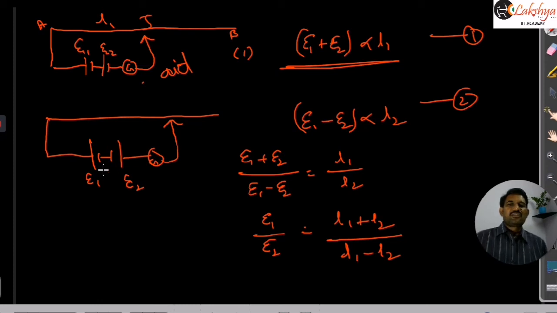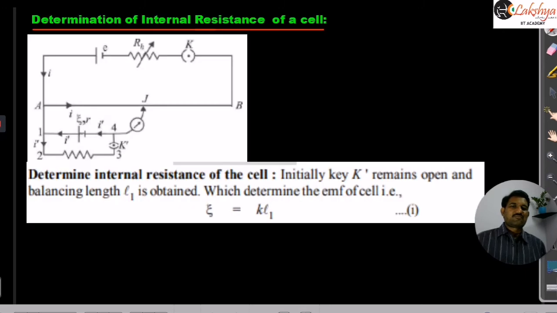And when the cells are opposing each other, then you will get E1 minus E2 as the EMF here. And now let us come back to the determination of the internal resistance of the cell. This is simple, as we discussed in the primary circuit discussion. Now this is similar to that.